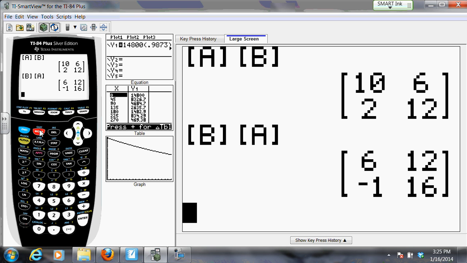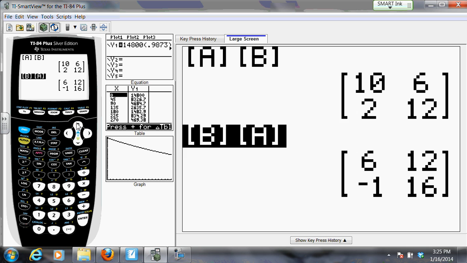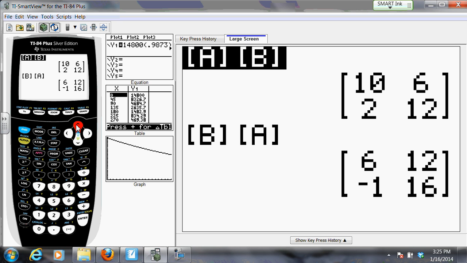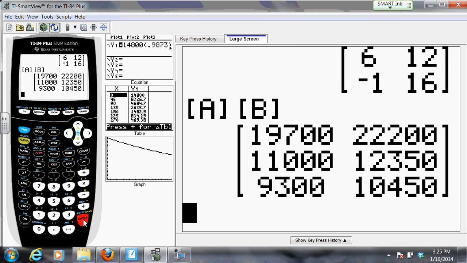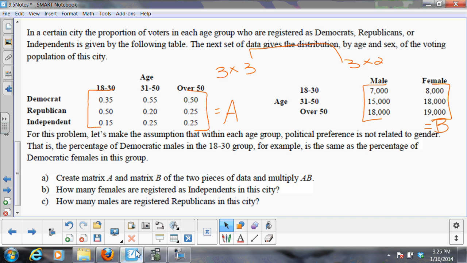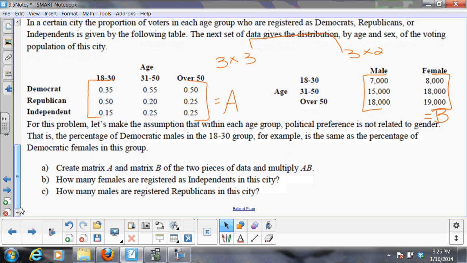Second, quick. And I want to multiply AB, right? I just edited them. I'm just going to go up. Grab my AB. Enter. All right, so I get this new matrix. I need a little bit more room.